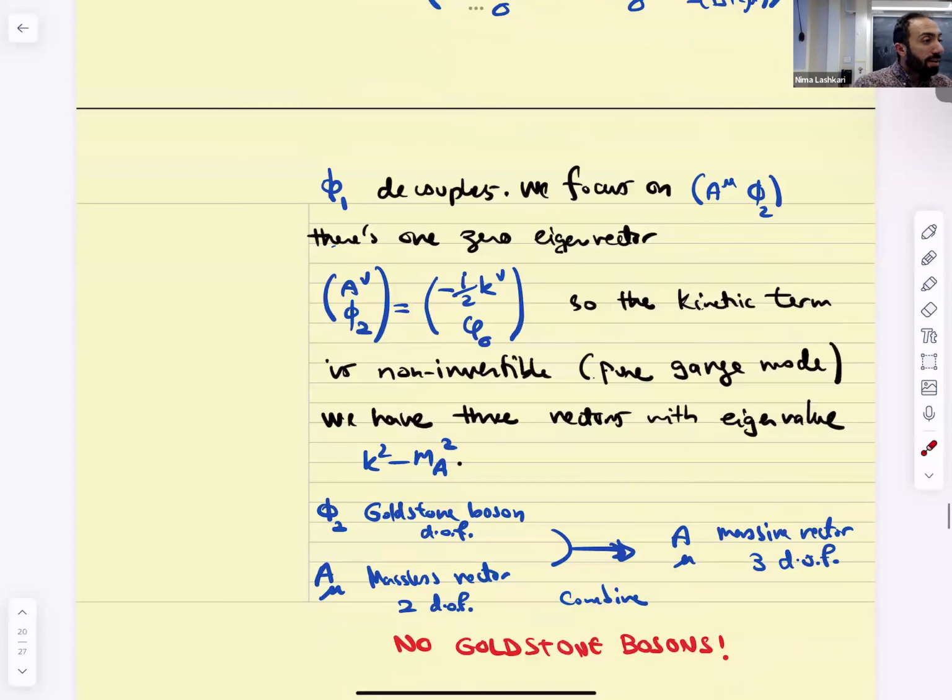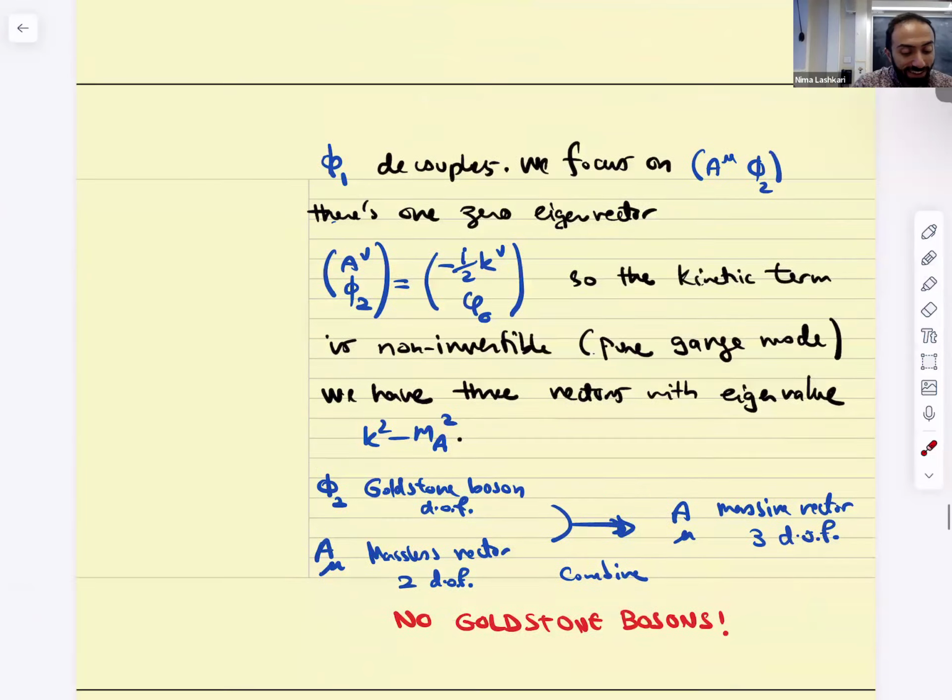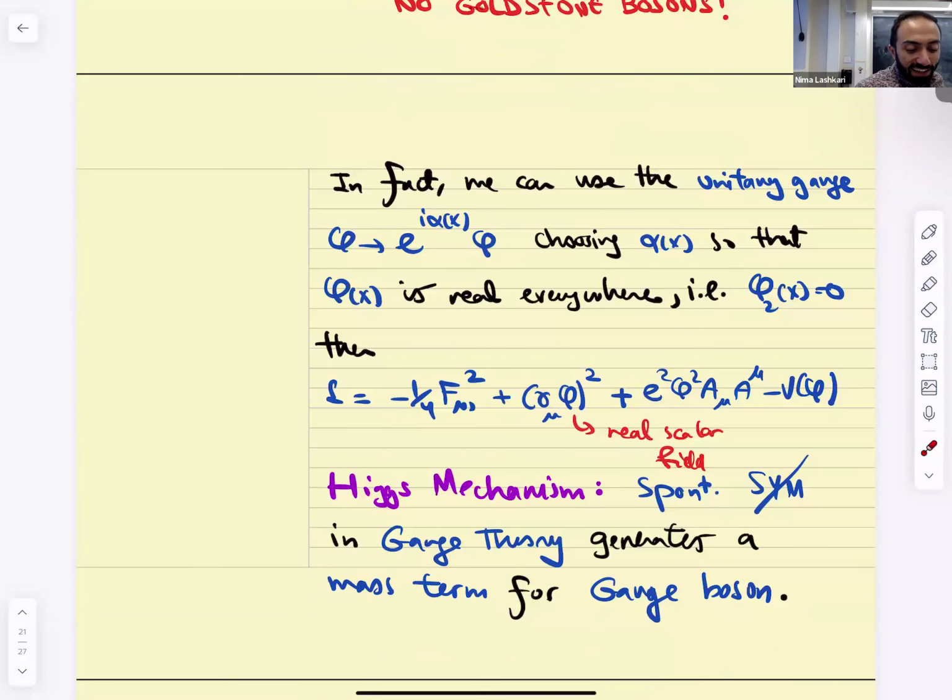Okay, very good. So this analysis was a little bit confusing because I wasn't gauge fixing. This is a gauge theory after all. In fact, there is a gauge called unitary gauge, which completely gets rid of phi 2. This is the case where you pick phi of x to be real everywhere.